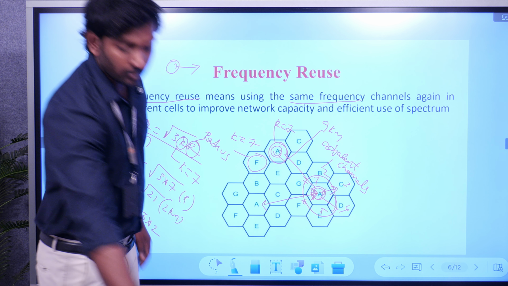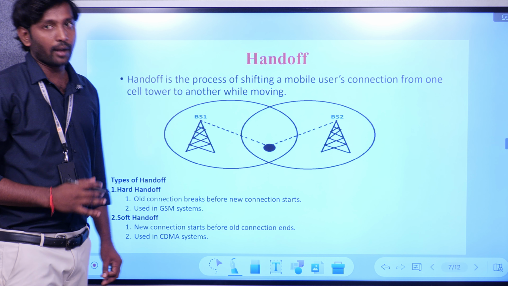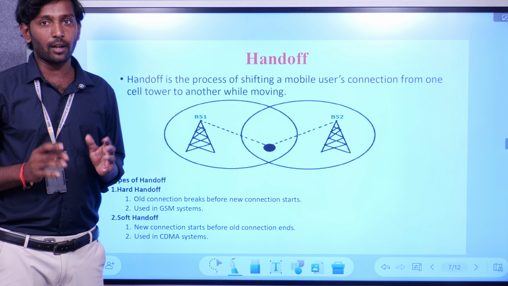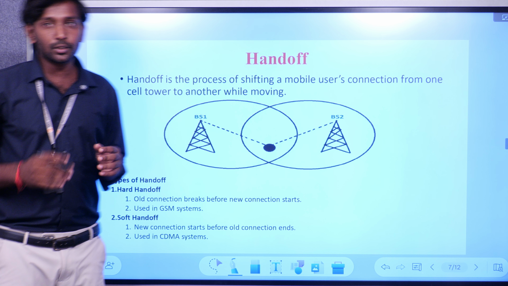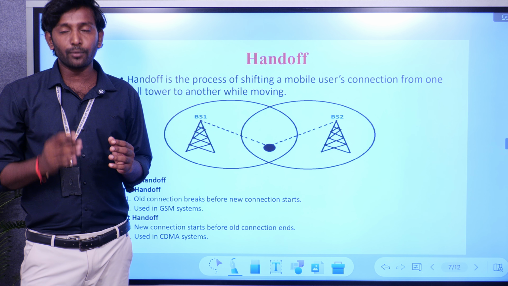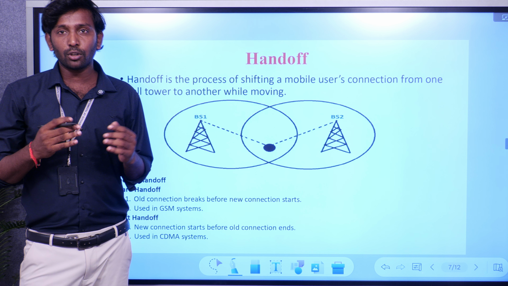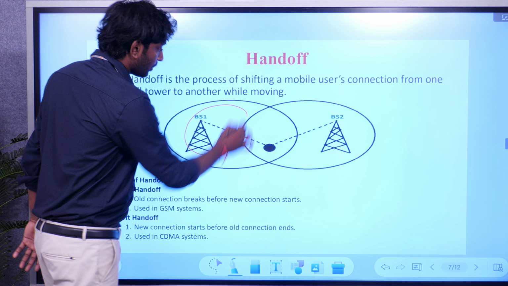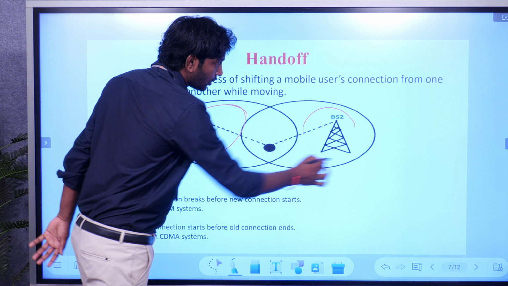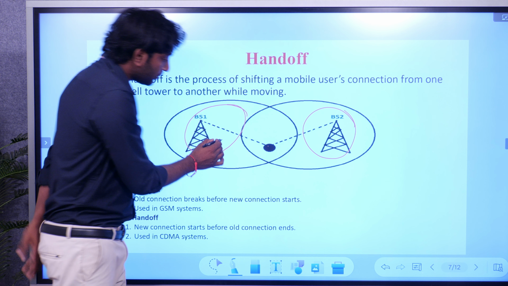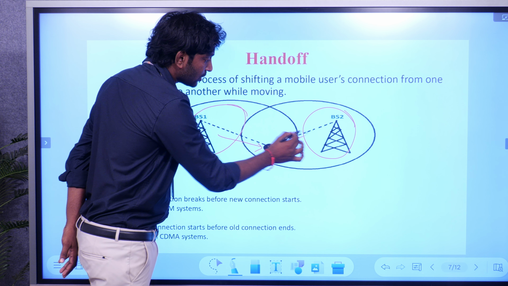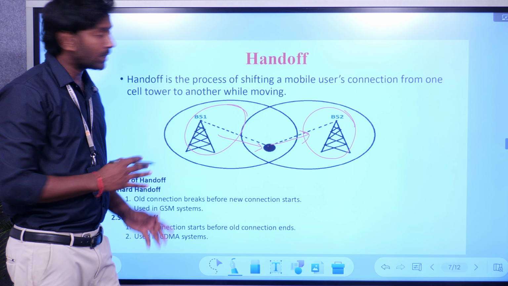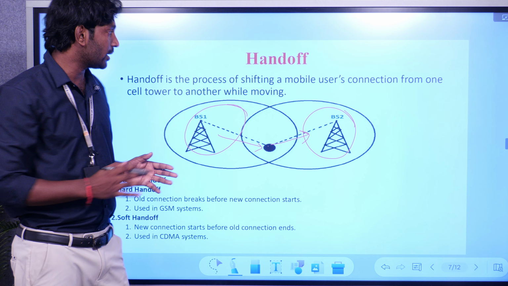d equal to square root of 3kr. And next one is the handoff scheme. The handoff scheme and frequency reuse schemes are used to improve the capacity of cellular communication. Handoff means a user moving from one location to another, or one frequency zone to another, without call termination or call dropping. This is one frequency zone, base station 1. This is base station 2. The user moves from this frequency zone to this frequency zone without call dropping or call termination. This is called a handoff scheme. One of the biggest advantages in cellular mobile communication is the handoff scheme.